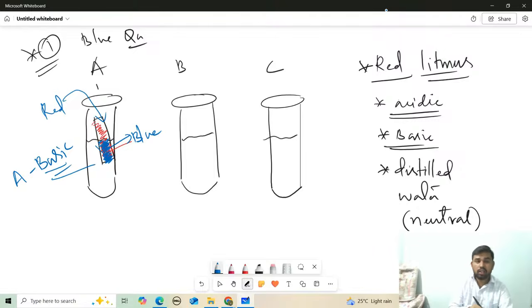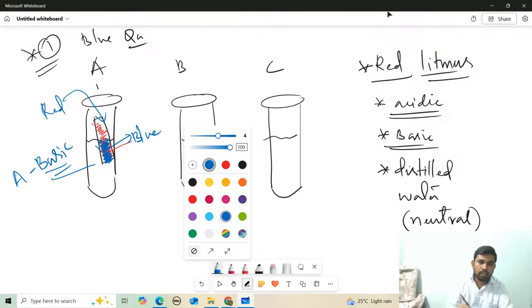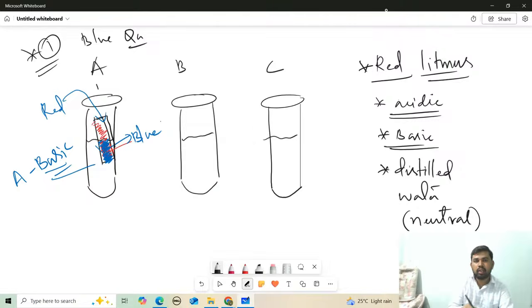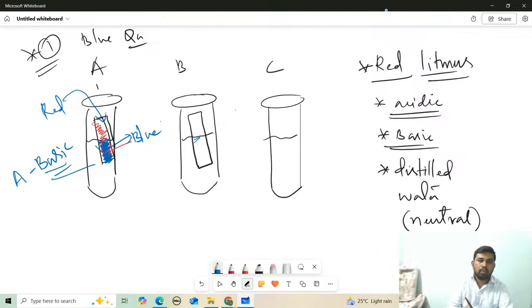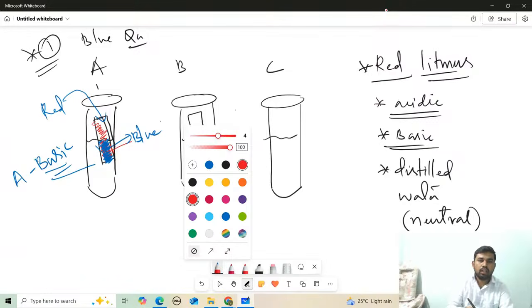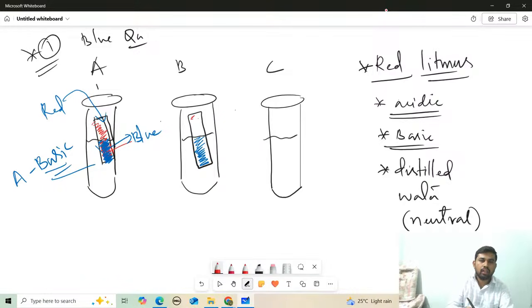Now see, very important. The paper color is now half red and half blue. The same paper I'm keeping here. The blue half remains blue, and the other half is red.